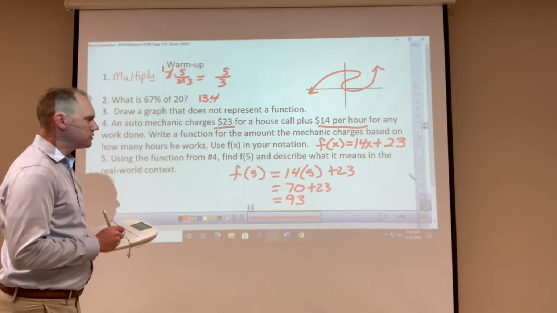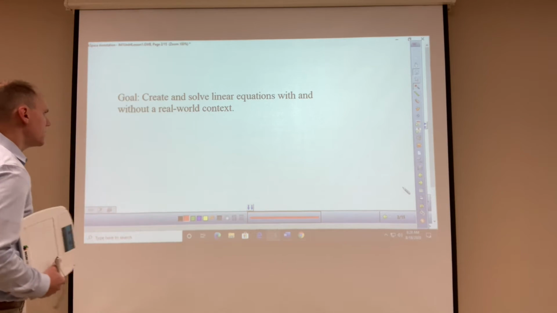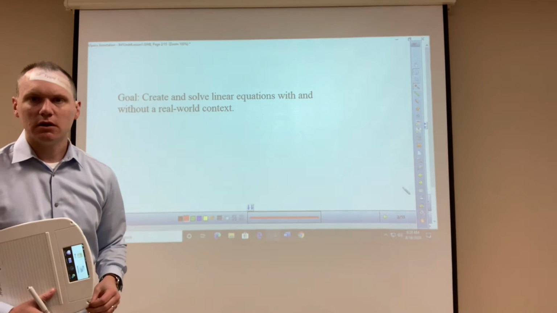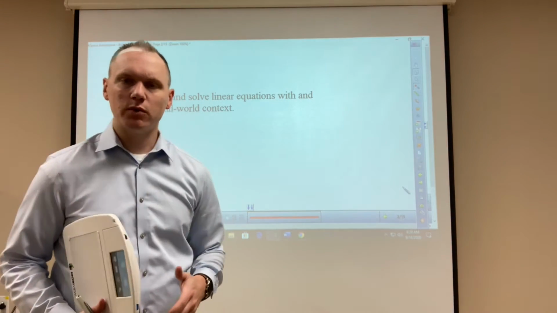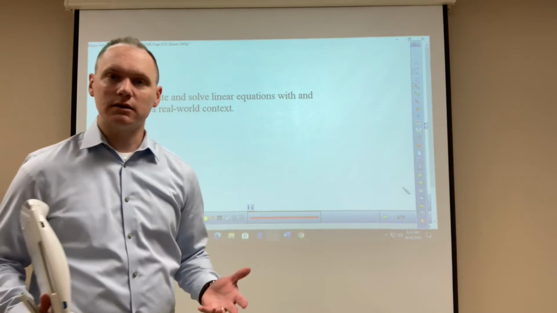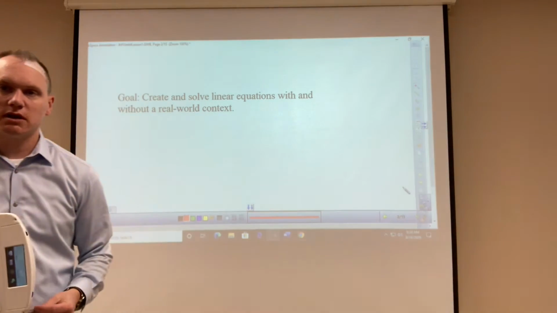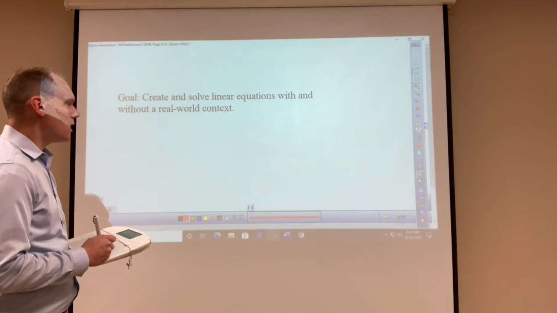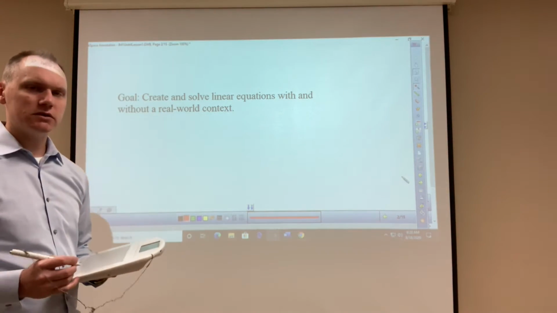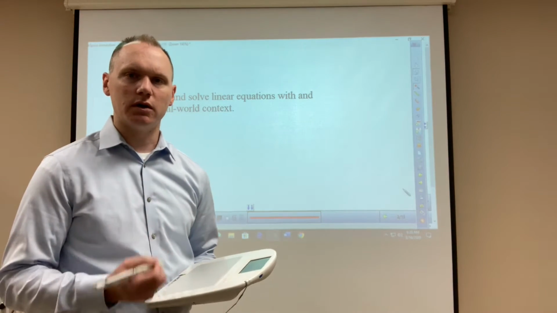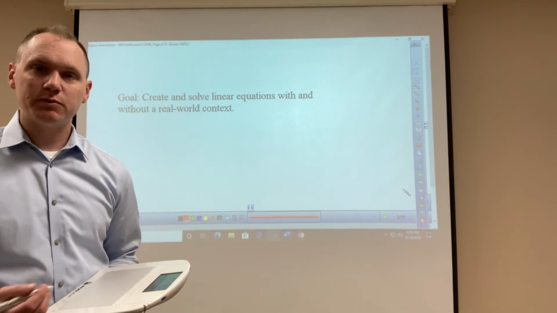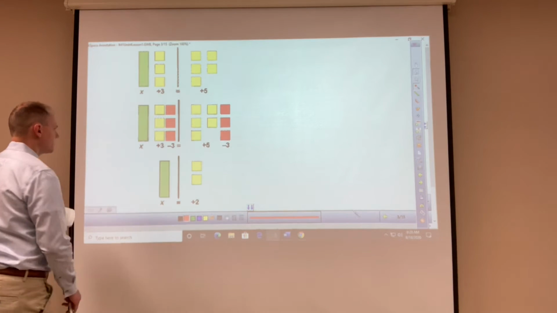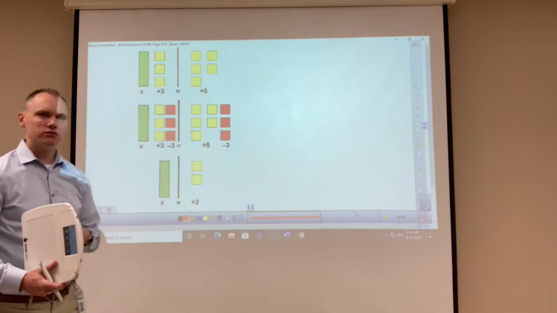All right, let's go ahead and move into our goal for today, which is to create and solve linear equations with and without a real world context. So not only are we solving linear equations, but we want to start by creating it, given a real-world context such as number 4 in the warm-up. But before we do that, let's talk a little bit about how to solve a linear equation. You probably looked at this back in 8th grade, but let's talk about this in a little bit more detail. So there's a lot of ways to represent this.